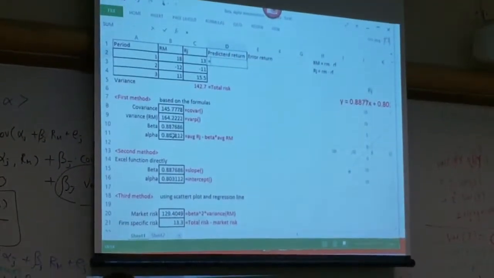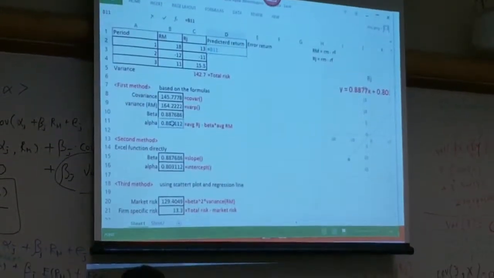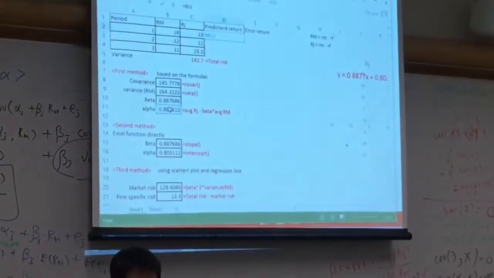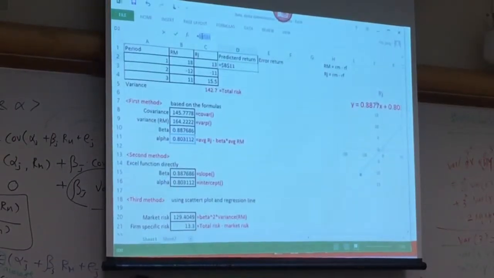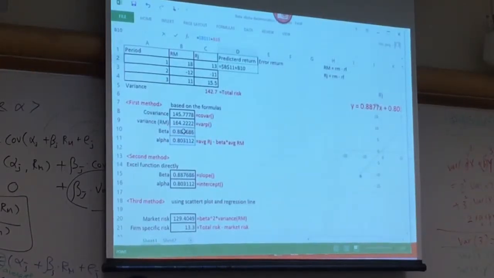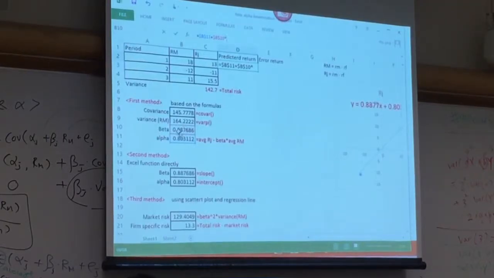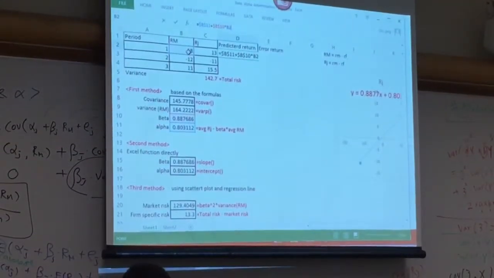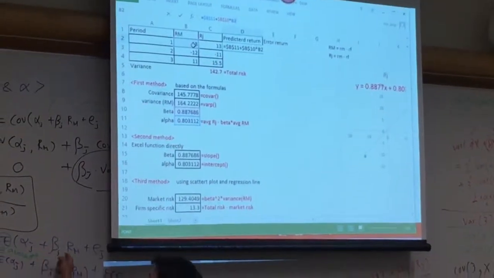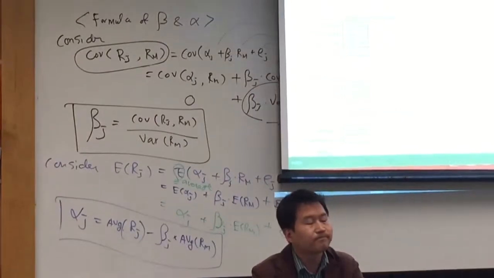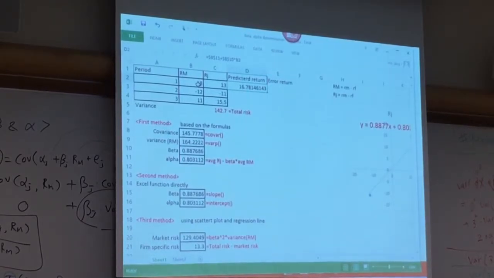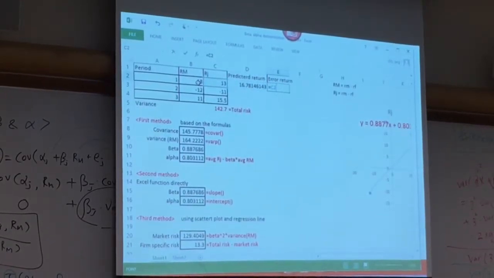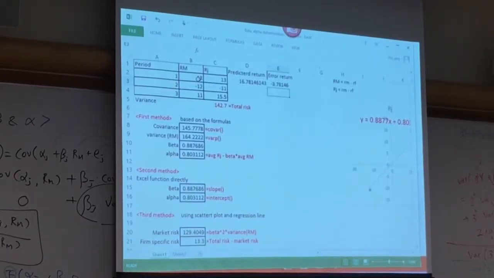Alpha, here alpha, okay. Alpha plus beta times market excess return. Yeah, that's prediction, right? Alpha plus beta times market excess return. That's the predicted part, right? This one. But actual return is what? 13. This is predicted return. So error should be the remaining part, right? Difference between actual and predicted return. This is error. Okay, error.